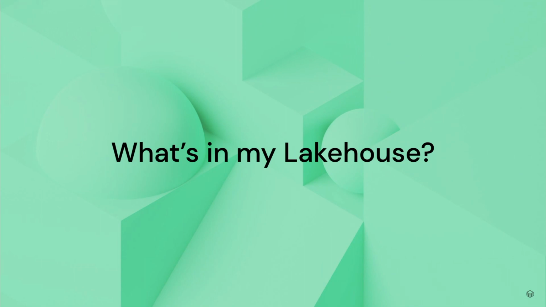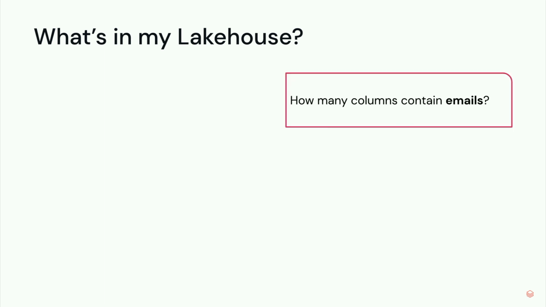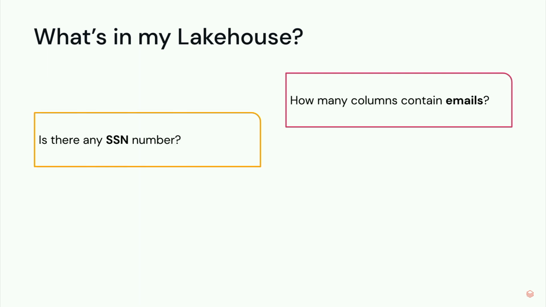So what's in my lakehouse? This is a question that you probably wonder several times while managing your lakehouse. There are a lot of questions that come to your mind when you think about, okay, given a lakehouse, what do I have in there? One of the things that you might be wondering is how many columns that contain email addresses do I have, if I have 700 or 1,000 tables, or how many contain an SSN, a social security number.